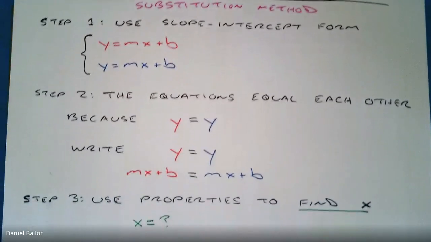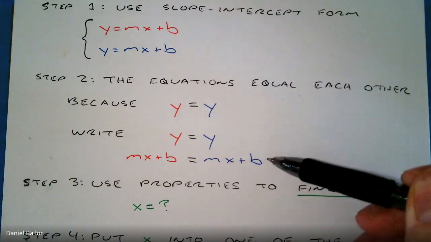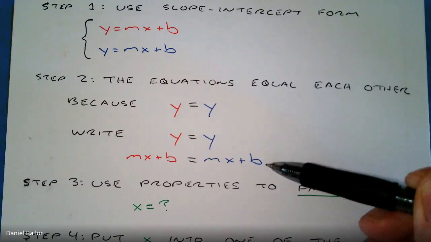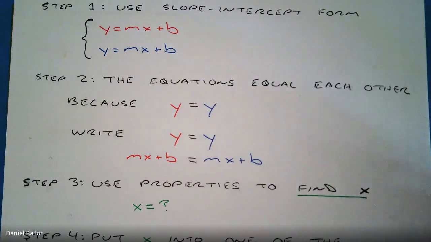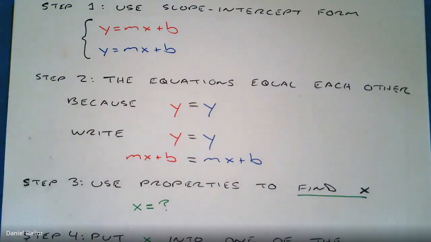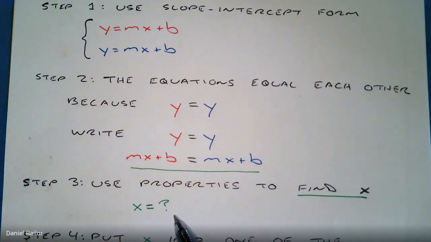Step 3, use your properties right here to find the x. You're going to use your properties: division property of equality, multiplication property of equality, addition property of equality, subtraction property of equality. Whatever properties you need to use them in right here. Take this piece and find x. Use your properties to find x. So after step 3, you should know what x is. But you're still missing the y part of your solution.